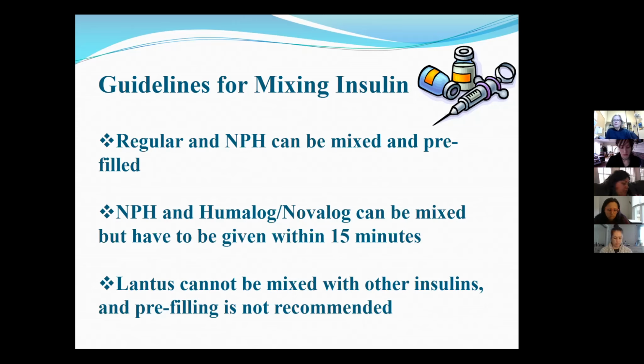Everybody reasonably content? Can you just repeat which ones you can actually mix? Is it just those 2 that are on the slide here? Think in terms of the short and intermediates can be mixed. The long term cannot be mixed with either of the others. So short and intermediate, those can be mixed. And the rapid one, right? Yes. Rapid, short, and intermediate can be mixed, but not the long acting.